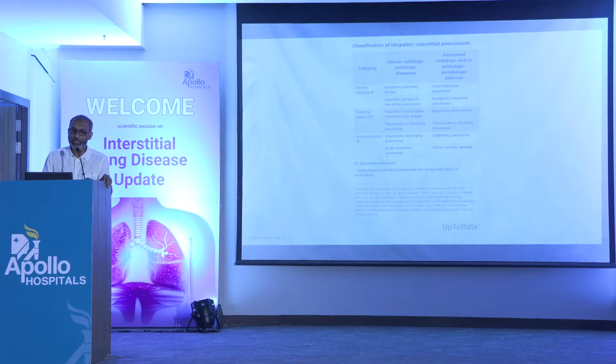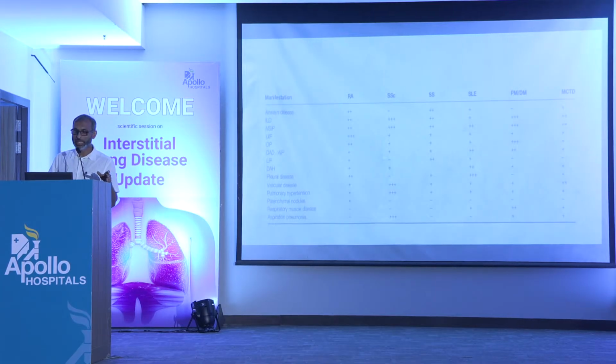Now, all the patterns which are seen in idiopathic interstitial pneumonia can present in patients with RA-associated ILD. So patients with RA-associated ILD can have chronic fibrosing interstitial pneumonia, which can present like UIP or NSIP, and smoking-related interstitial pneumonia can be there. So it can cause respiratory bronchiolitis and DIP, and acute and subacute IP presenting like OP or diffuse alveolar damage.